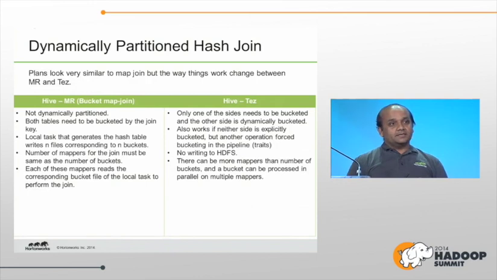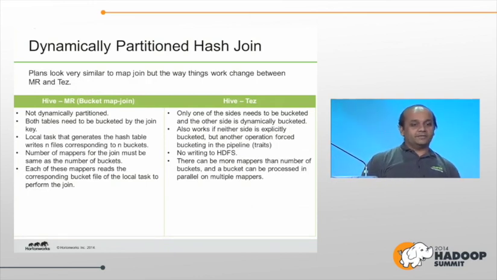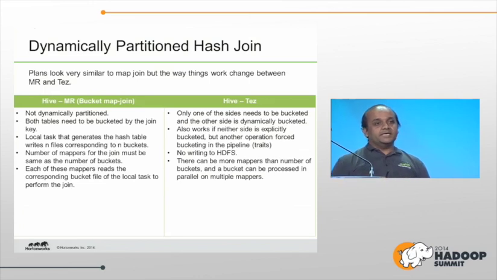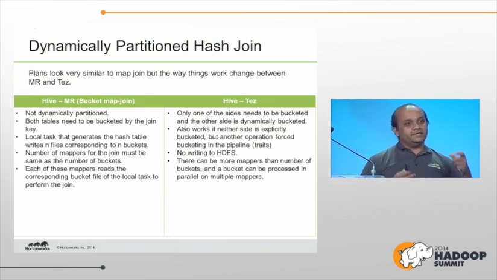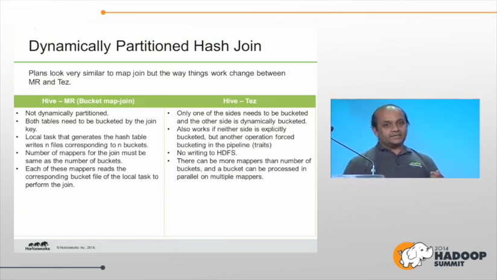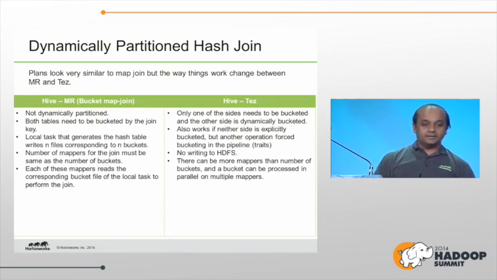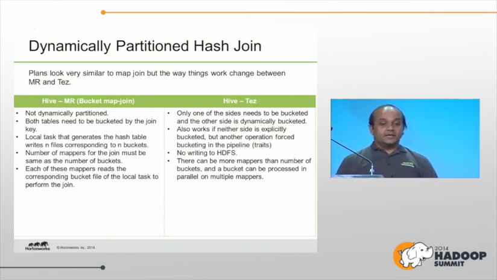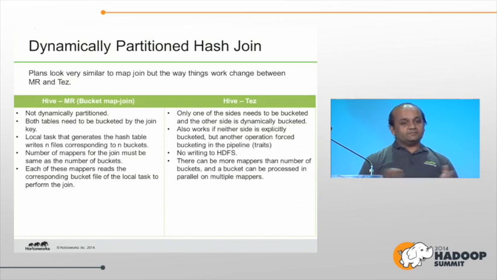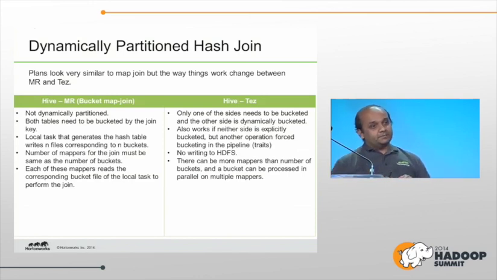So another key advantage is that suppose the tables are not bucketed to begin with. In that case, Hive-on-MapReduce would just do a shuffle join. But with Tez, if only one of the tables is bucketed, we dynamically bucketize the other table and do the bucket partition hash join.